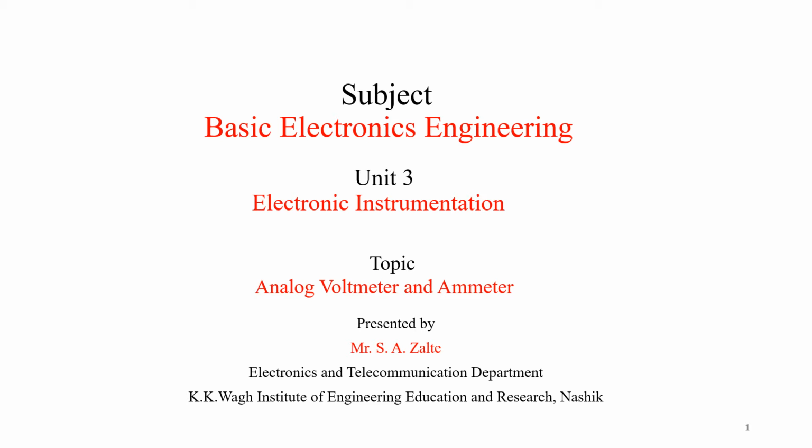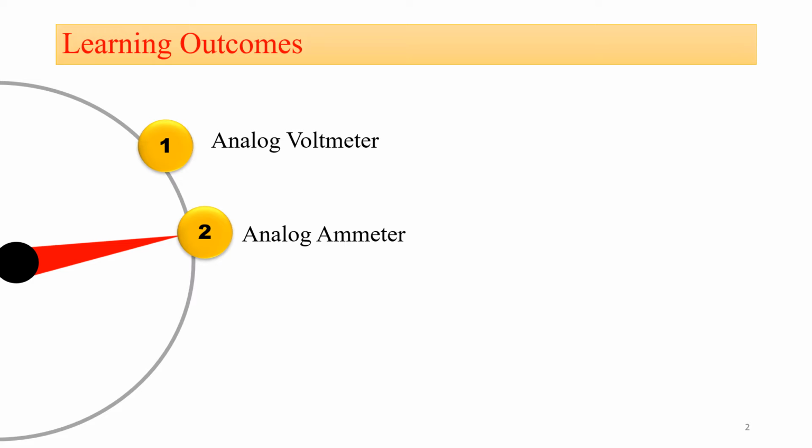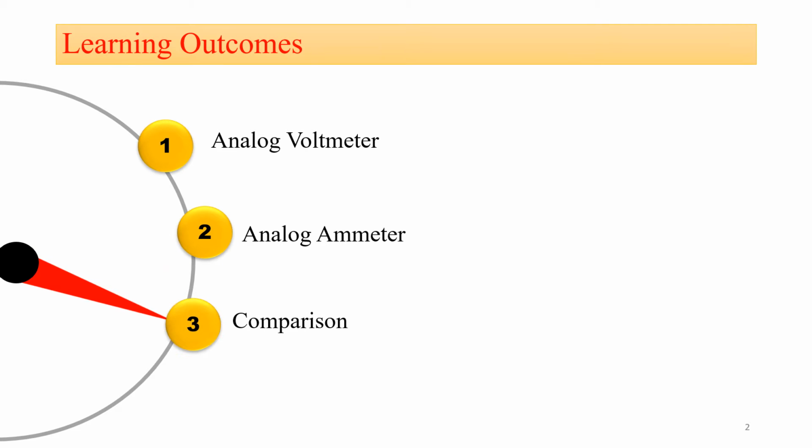Hello friends, in this lecture we will cover the last electronic instrument, that is analog voltmeter and analog ammeter. Now the learning outcomes. After studying this topic, the student will be able to understand what is an analog voltmeter, what is an analog ammeter, and what is the difference between analog voltmeter and analog ammeter. Now let's see first, the analog voltmeter.